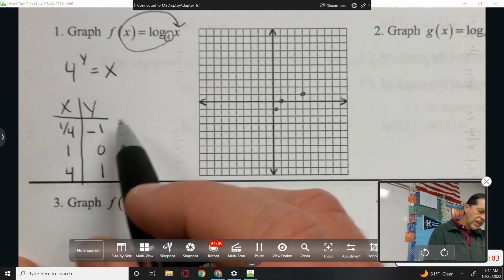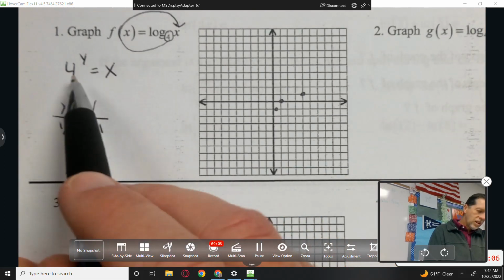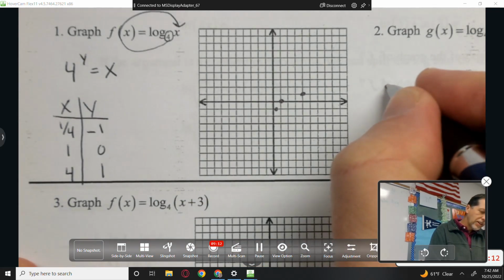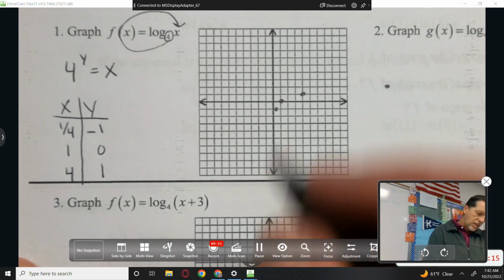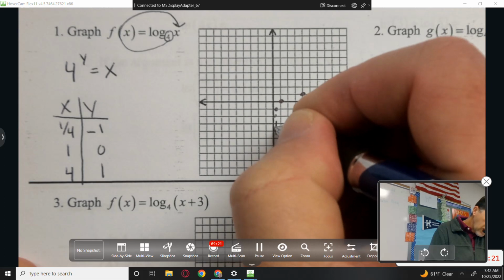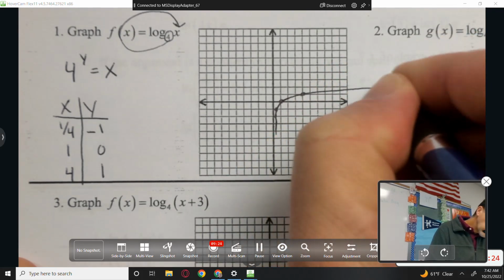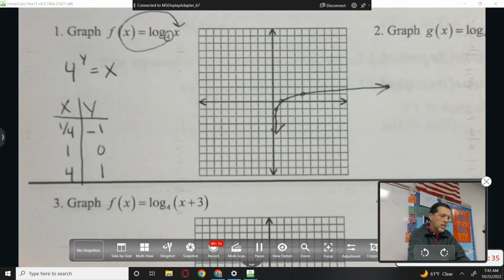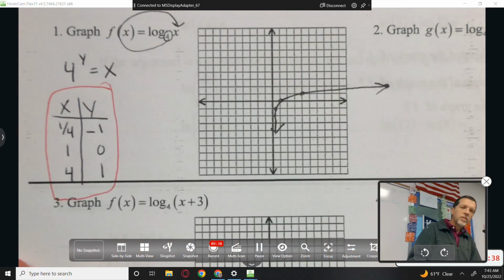Yesterday we also did the -2 and +2. If you did +2, you get 16. So 16, 2 is on the graph way out here. And 1/16, -2 is on the graph. So there's what our log graph looks like. It's kind of the same points as the exponent graph. It's just the x and the y have traded places.